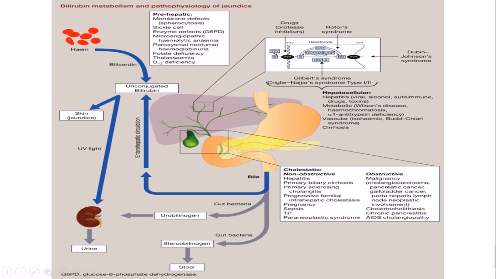There could be some reason that this process is not happening: the conversion of bilirubin from unconjugated, or it is not going out through urine, or it is not converting into urobilinogen or stercobilinogen. In this case, there is some other reason behind it. Maybe there is a cholestatic reason. Cholestatic means your bile is being obstructed, or your gallbladder is being obstructed.